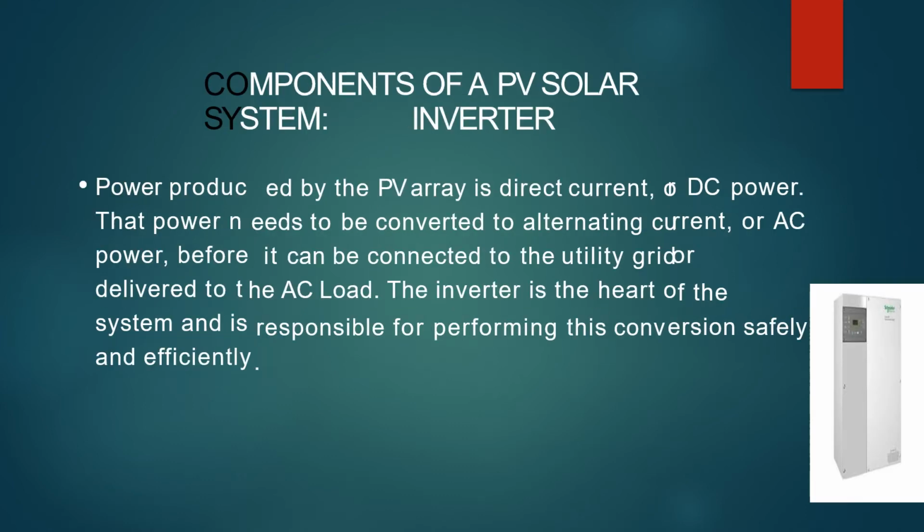The last component is the inverter. Inverters play a crucial role in any solar energy system and are often considered to be the brains of a project. The power produced is DC, so this power needs to be converted to AC or alternating current before it can be connected to the utility grid or delivered to the AC load. So the inverter changes the direct current to alternating current.